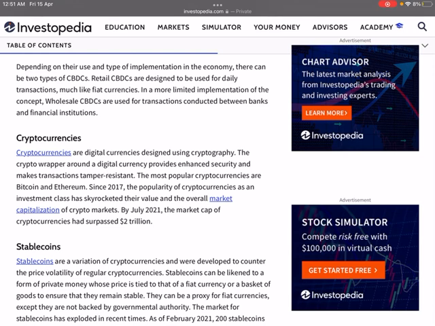Cryptocurrencies are digital currencies designed using cryptography. The crypto wrapper around the digital currency also provides enhanced security and makes transactions tamper-resistant. The most popular cryptocurrencies are Bitcoin and Ethereum. Since 2017, the popularity of cryptocurrencies as an investment class has skyrocketed their value and the overall market capitalization of crypto markets. By July 2021, the market cap of cryptocurrencies had surpassed $2 trillion.